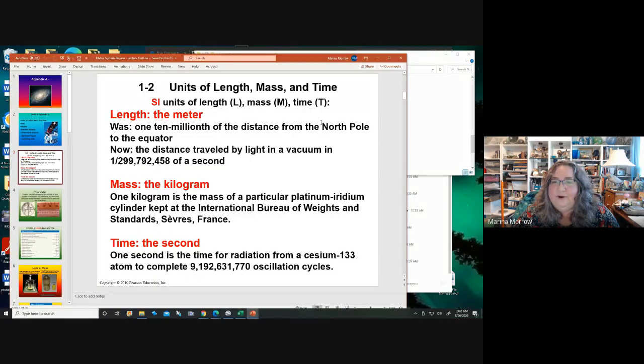Okay, so the units of length, mass, and time are the basic units for the metric system. And all the other units, like newtons, or you might have lumens of light, or watts of power, those are all actually combinations of length, mass, and time. And the basic fundamental unit, the first one they came up with really was the meter.